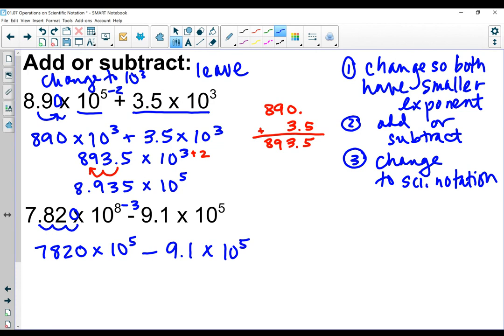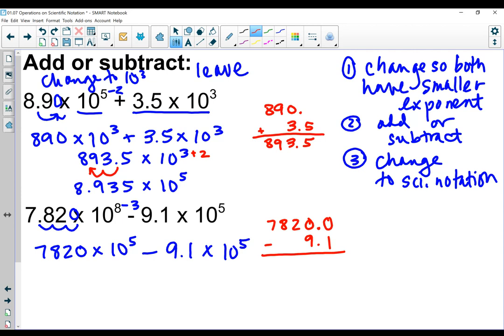So it's interesting. At first, you might have thought, well, if I'm doing 7 minus 9, my answer is going to be negative. But really, once we change them so they both have the same 10 to a power, they both have 10 to the fifth, I'm doing 7,820 minus 9.1. So not a negative answer at all. I'm going to go to my scratch work again here, 7820, and I'll put my decimal at the end because it's going to help me line up the 9.1. And this time I'm subtracting. So I'll fill in a 0.